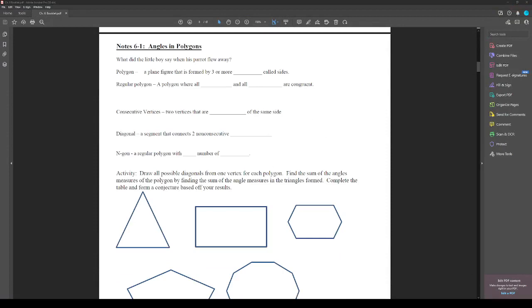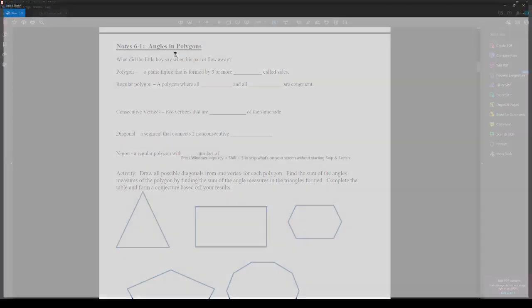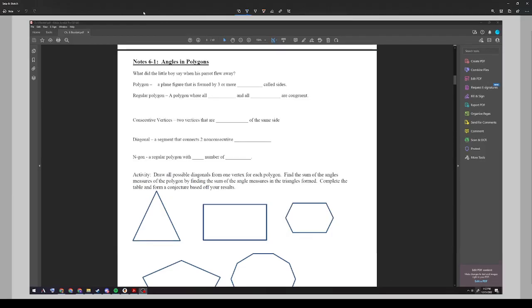All right, so angles in a polygon. This is our new material for today that you may know or may not know.